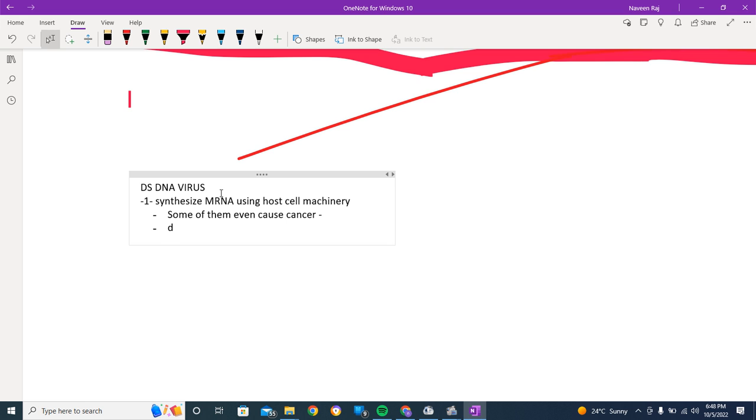They don't infect plants. Do remember that double-stranded DNA viruses don't infect plants. It is not known that any double-stranded DNA virus has infected a plant. It may happen in the future; we may get to discover this. So what are the examples? The examples include smallpox and herpes. Right, I do hope that this side is clear.